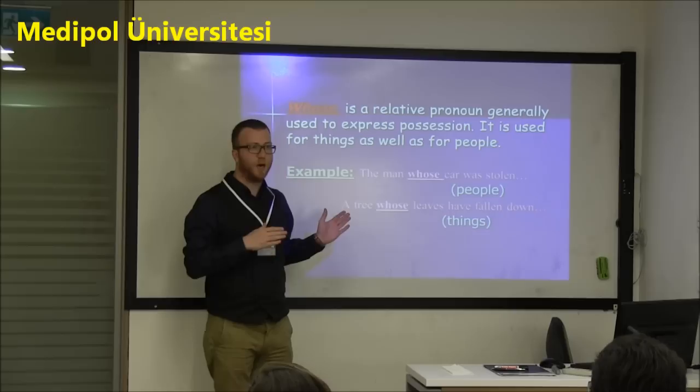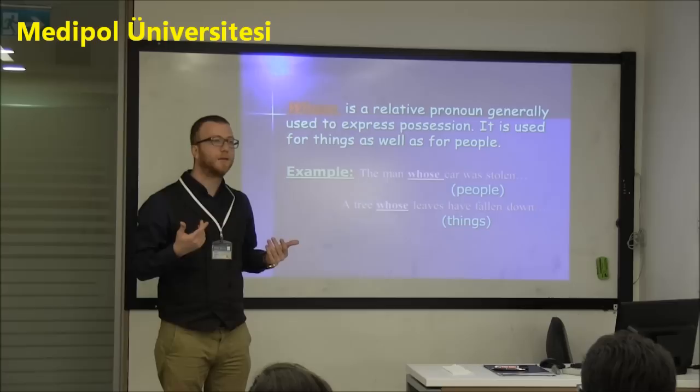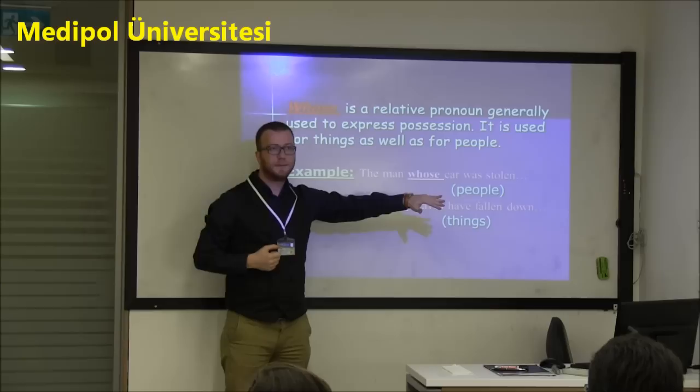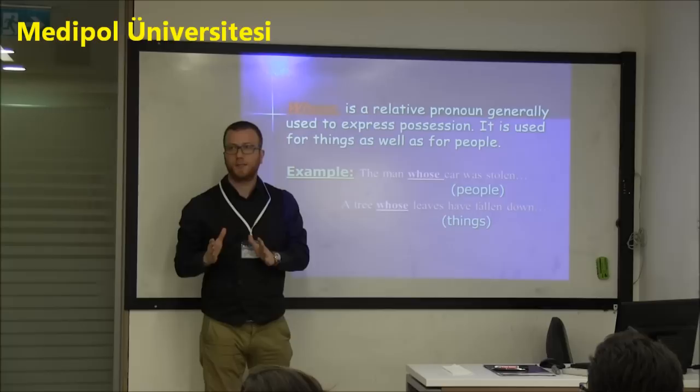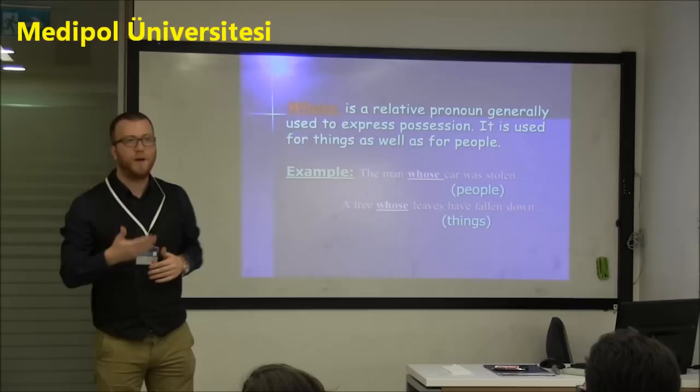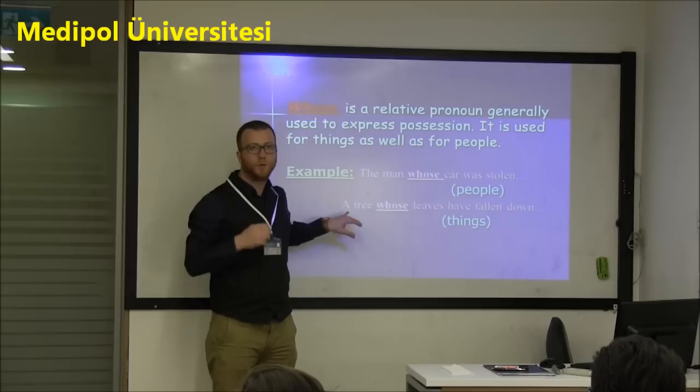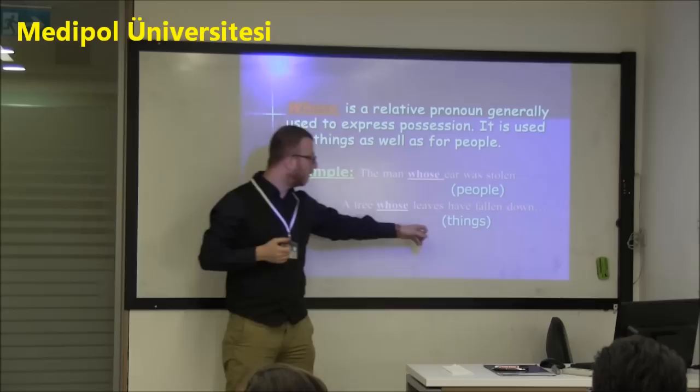So, in terms of the exams, let me give another practical, easier way of figuring it out. It is the man, the man's car. When you take out the relative pronoun whose in the sentence, you will see the possessive, like the man's car, he has a car. This is a practical way. A tree whose leaves have fallen down. So here, whose is also used for a thing. That means it is used not only for people, but also for things. Both are correct and possible.